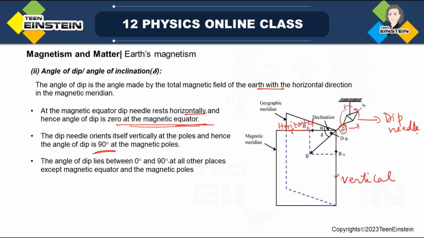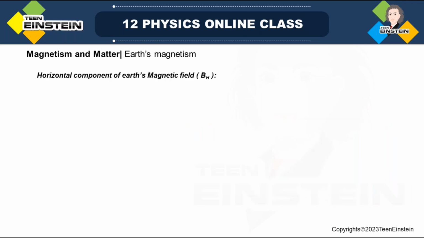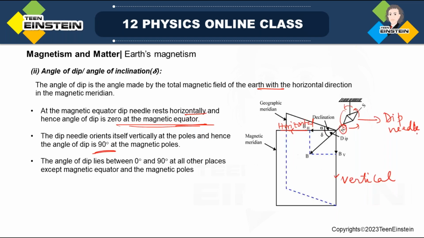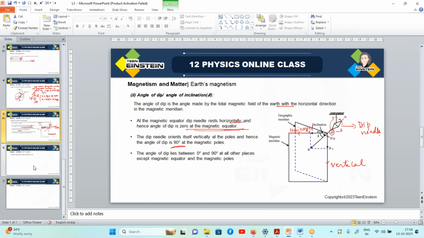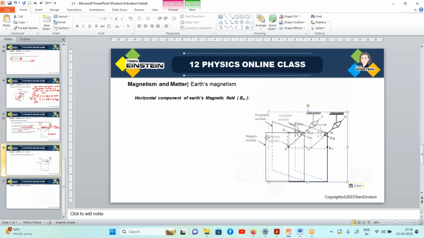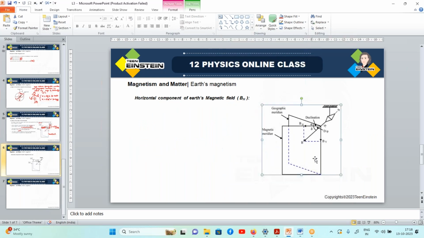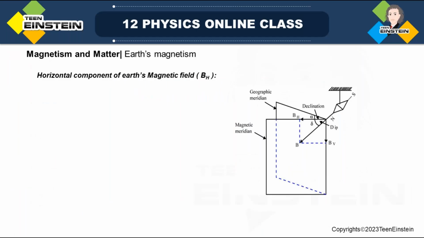Now, let me go to the next part. The third parameter is the horizontal component of the magnetic field. I need this figure, so I'll just copy this figure to the next page. See here, this is the third element of the earth's magnetic field.